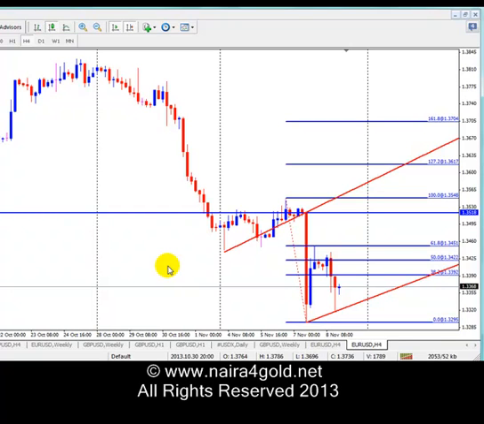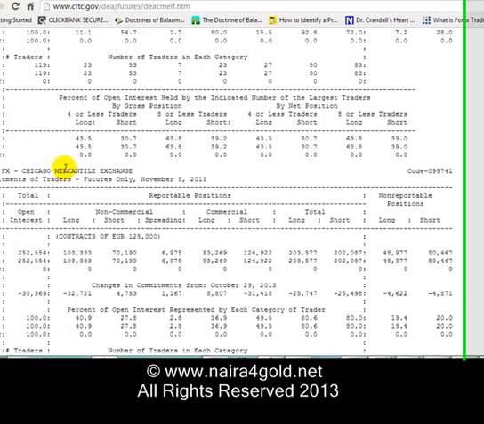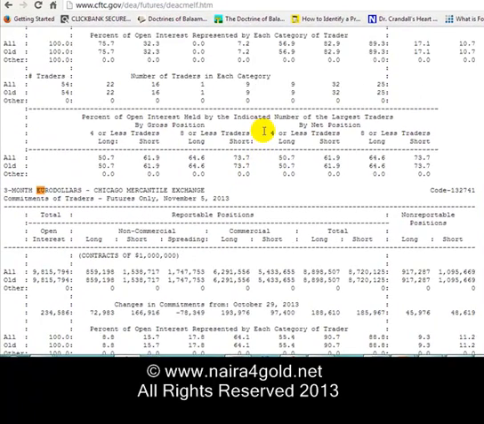Now, to confirm our trend and bias, let us look at the COT report. COT report for Euro FX. Okay, Euro FX already. That's it there.